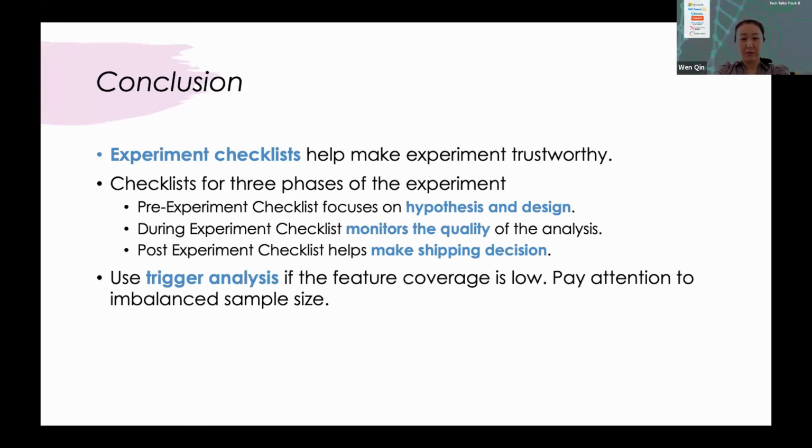And we have 3 different checklists corresponding to the different phases of the experiments. The pre-experiment checklist focuses on the hypothesis and design. The during-experiment checklist helps you to monitor the quality of the analysis. And the post-experiment checklist helps to make the shipping decision. And you want to use trigger analysis if the feature coverage is very low. And you need to pay attention to the imbalanced sample size because it will invalidate your results.